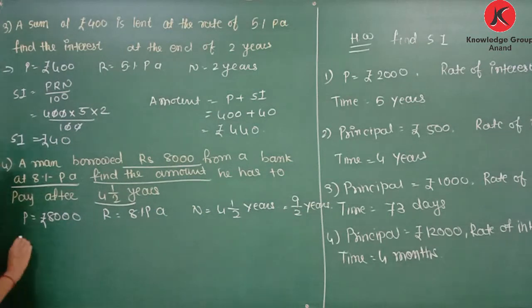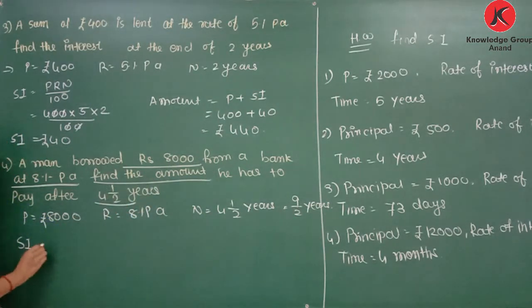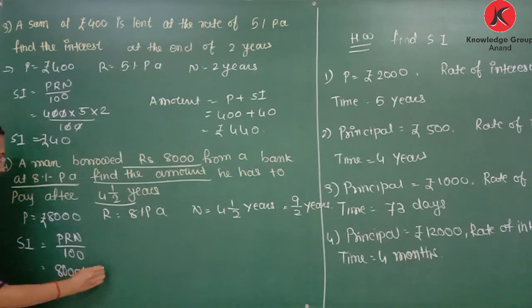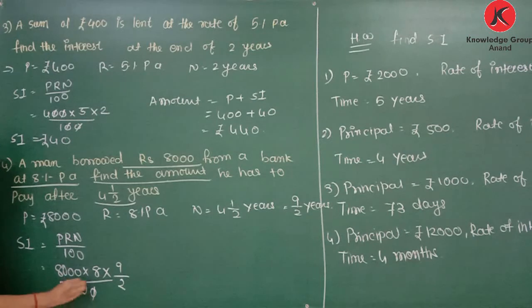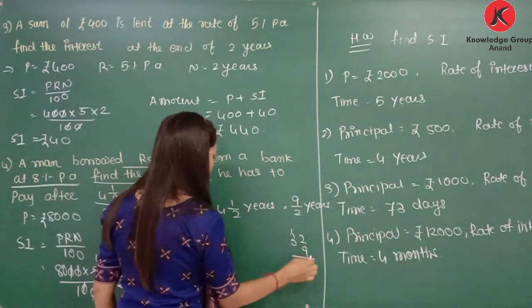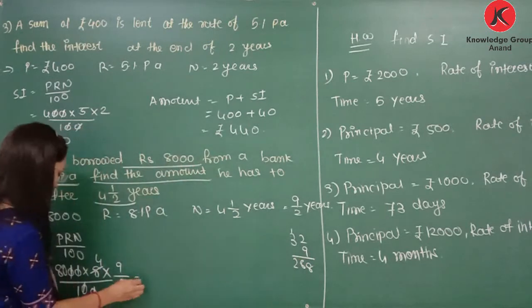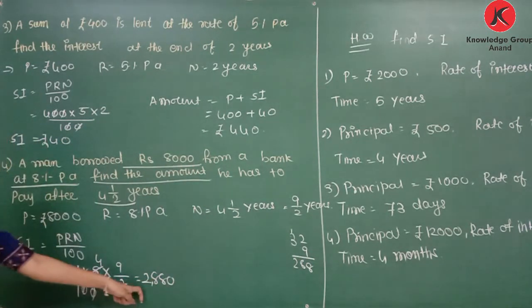So here we can find first simple interest because we can find the amount after finding the simple interest. PRN divide 100. So P, that is 8,000, 8 and 9/2 divide by 100. Now multiply this. It is 2,880 rupees, that is a simple interest.